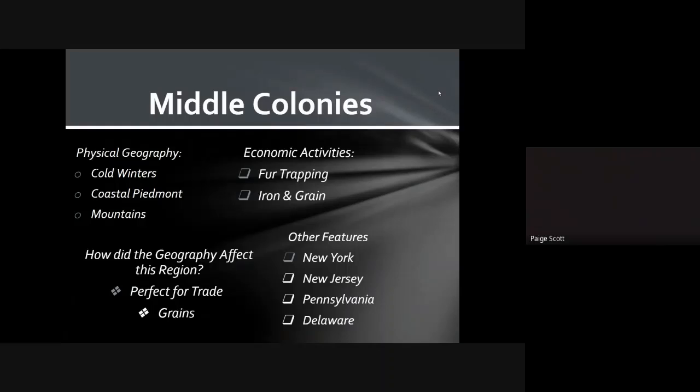So how did the geography affect the region? Well, where the middle colonies were located, it was perfect for trade and it was easy to grow grain. So the 4 features that I'm going to add to this one are the 4 states that were included in the middle colonies. So there was New York, New Jersey, Pennsylvania, and Delaware.